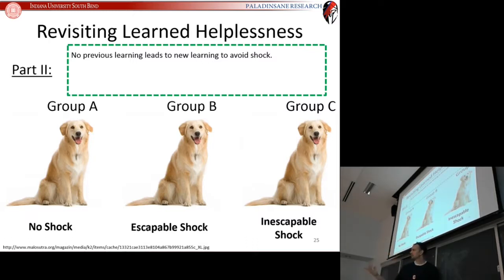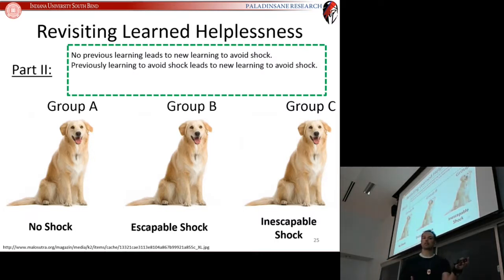They remained the same. They still jumped over the hurdle. They still learned. They were still able to learn. That's the key one. So previous learning leads to new learning as well. So the previous learning to avoid the shock actually led to new learning to avoid the shock as well. And then the key one, again, the reason why this experiment had the impact that it did, was what happened with group C. So what was the functional relationship there?